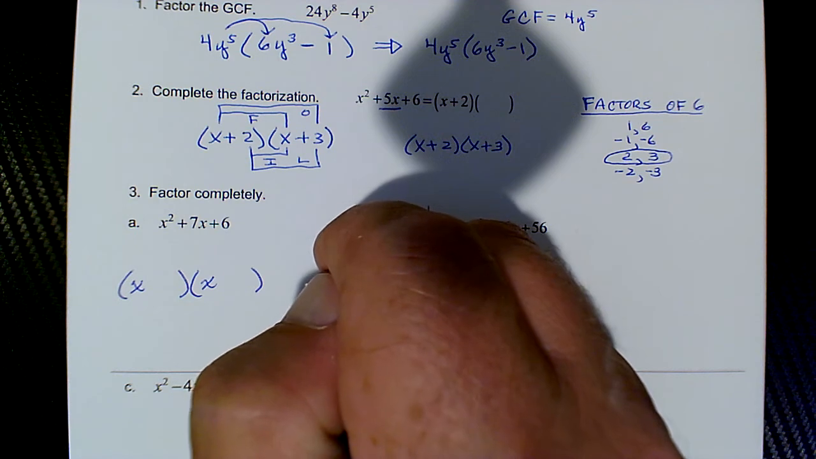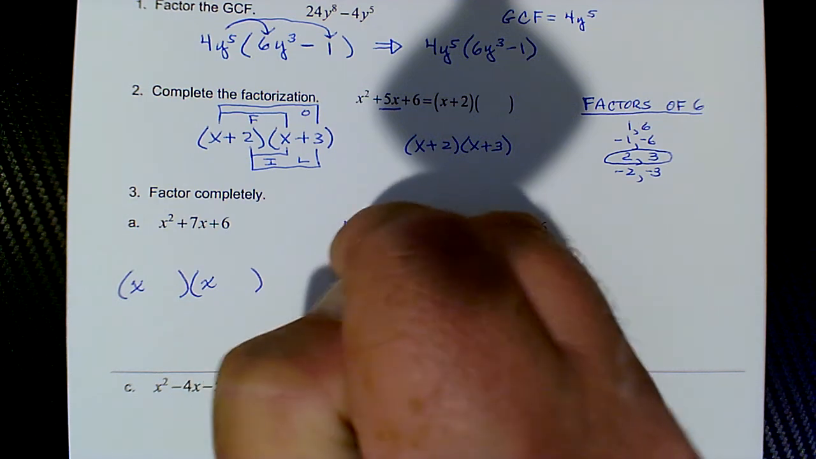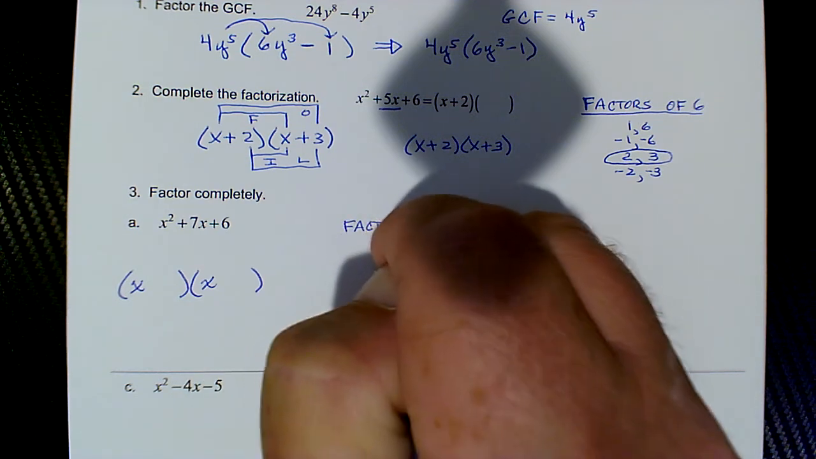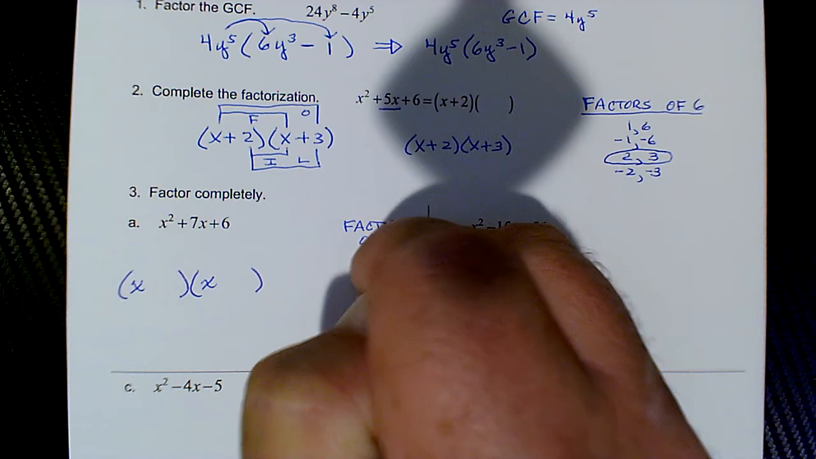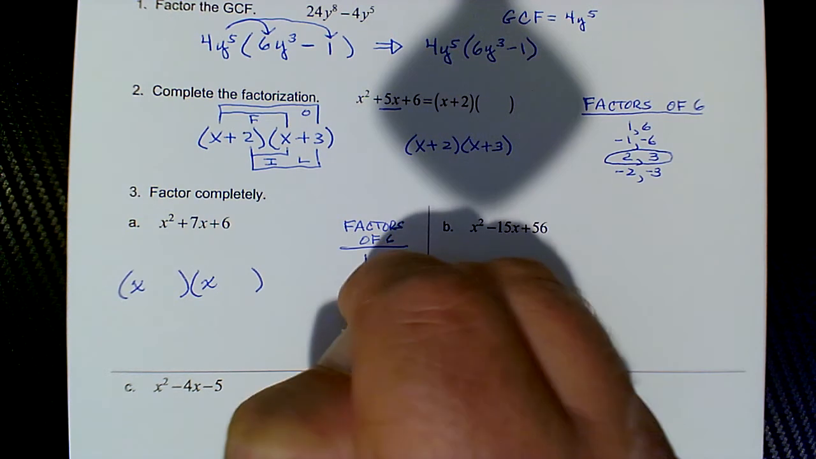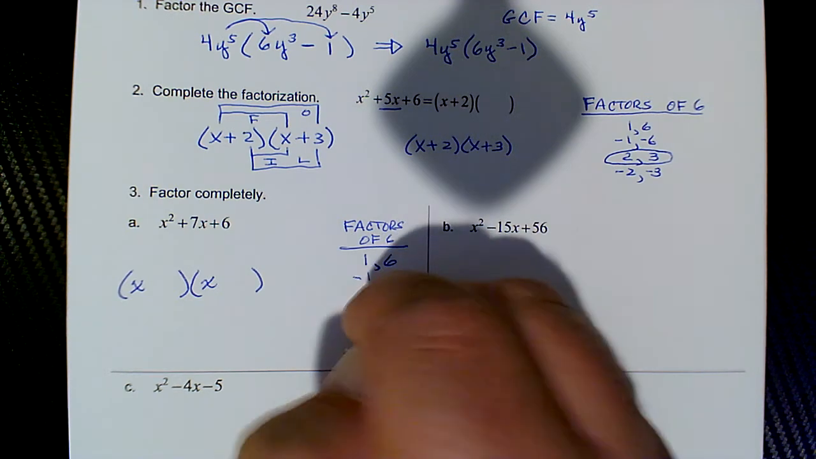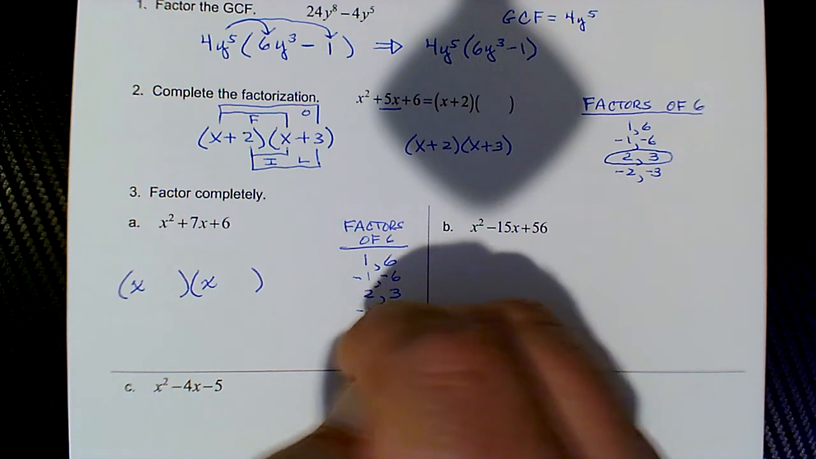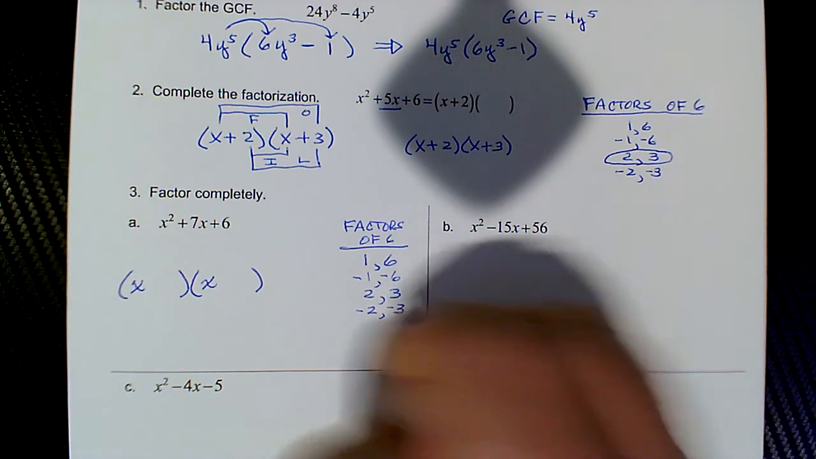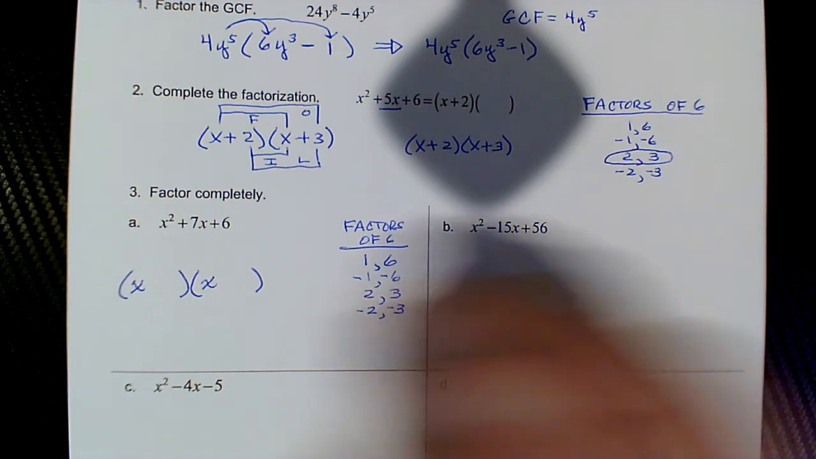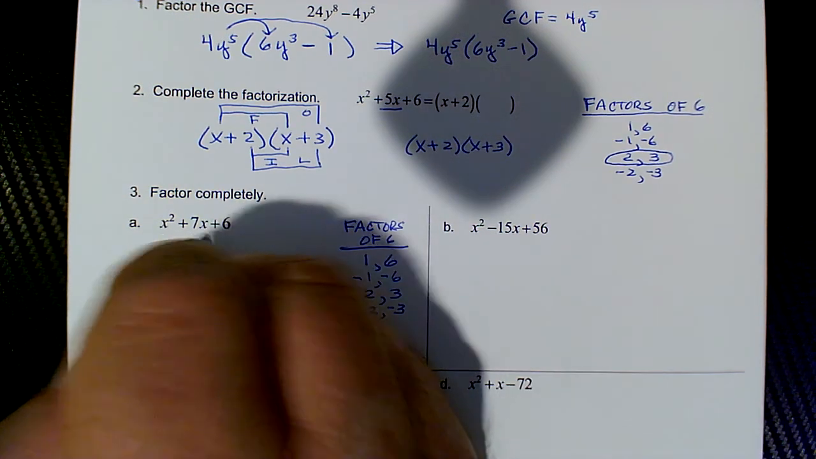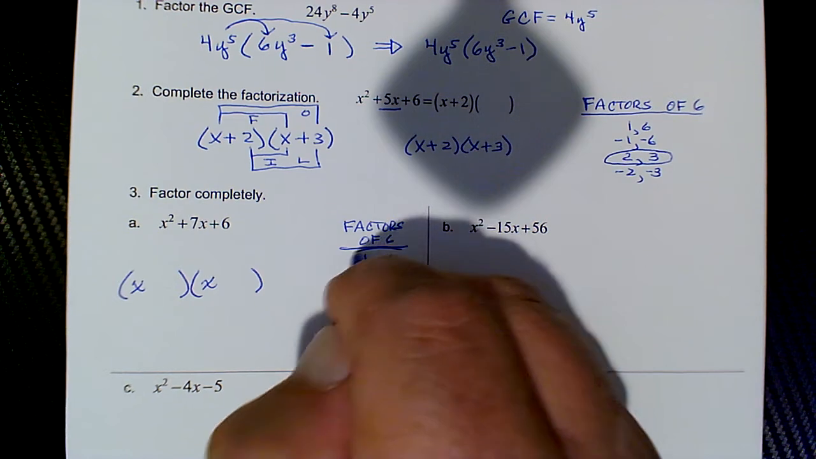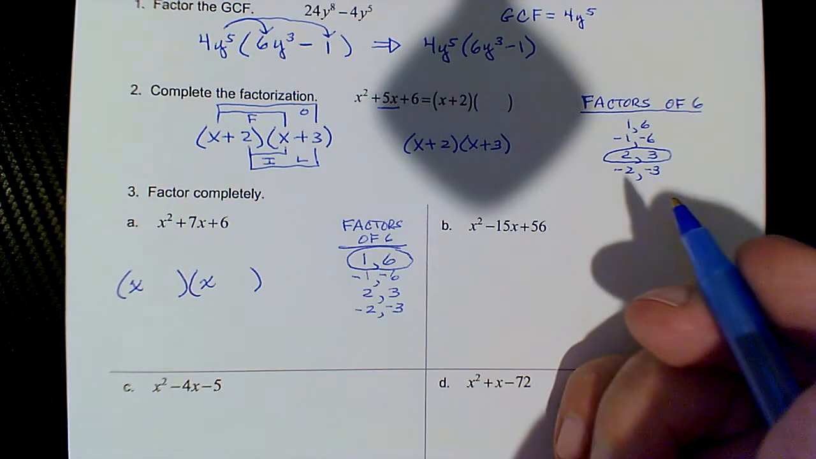Using the factor method, again, we're going to list the factors of 6. So positive 1, positive 6, negative 1, negative 6, positive 2, positive 3, negative 2, negative 3. And the pair that combine to give us positive 7, the coefficient of the linear term, is 1 and 6.